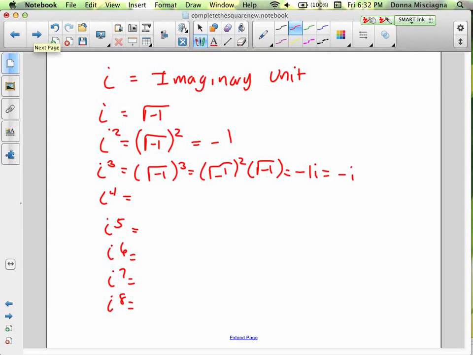What if we raise it to the 4th power? We have the square root of -1 to the 4th. Well, that would be the same as the square root of -1 squared times the square root of -1 squared. And we've already learned that the square root of -1 squared is -1, because the square and square root cancel.